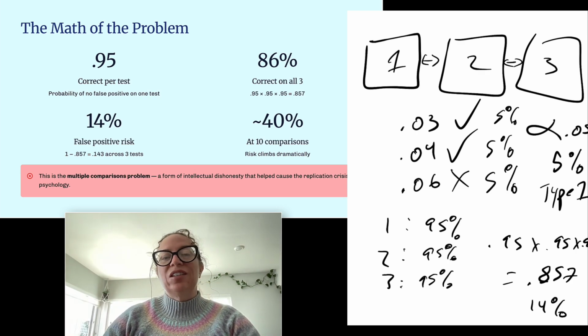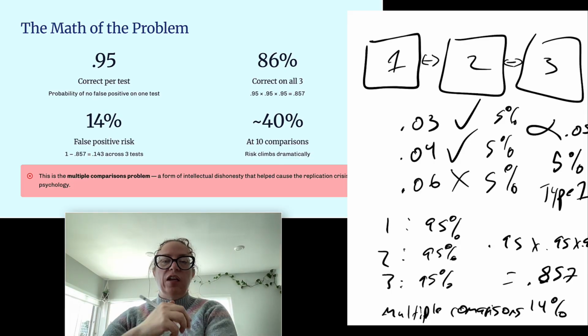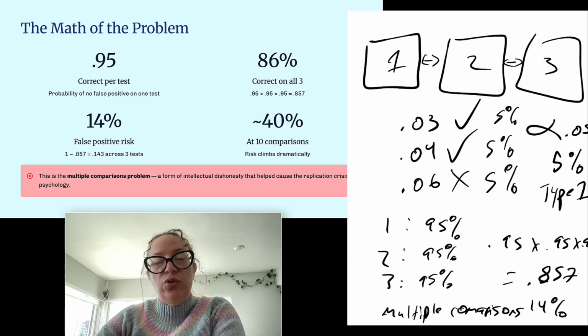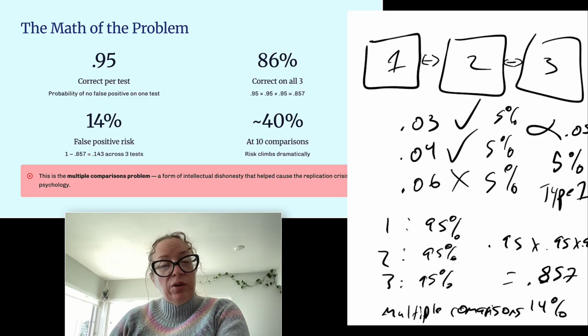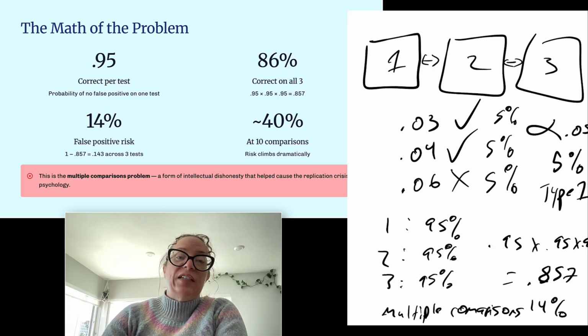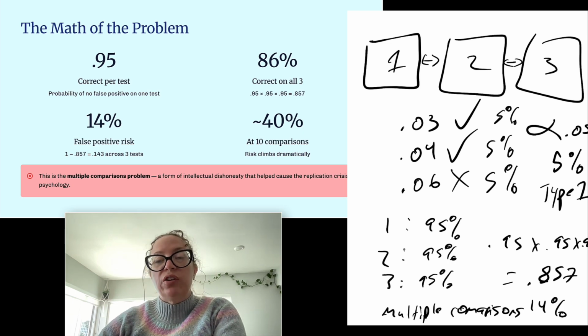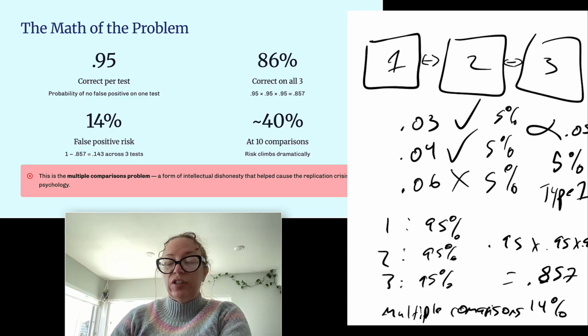So this is what statisticians call the multiple comparisons problem. Okay? It's not a technicality. It's not a minor issue you can ignore. It's a form of intellectual dishonesty, okay? Accidental, maybe, or deliberate. It happens constantly in published research. It helped cause the replication crisis in psychology. Many findings that seemed significant and real turned out to be false positives produced by researchers who ran multiple tests and reported the ones that looked good.